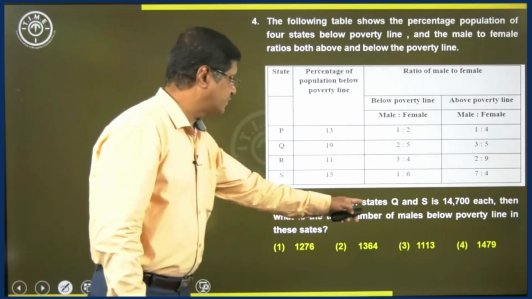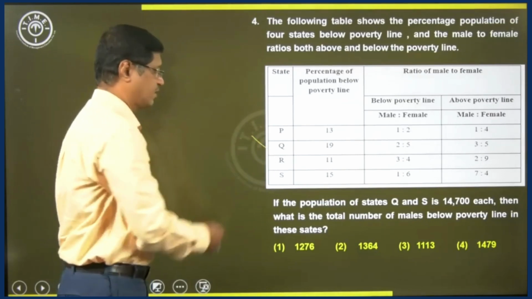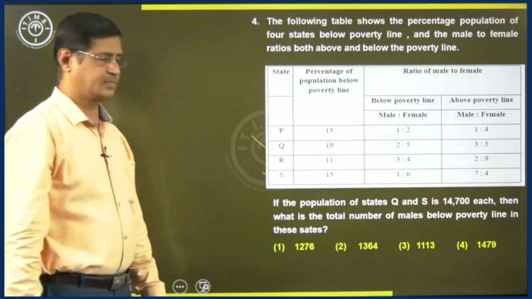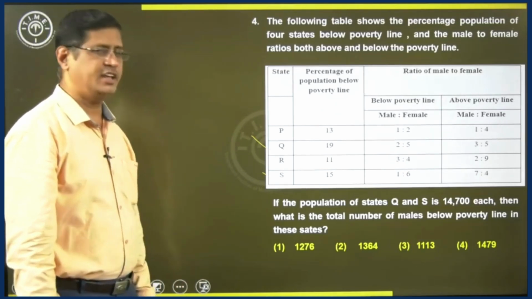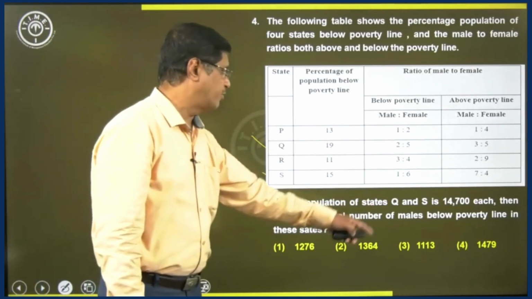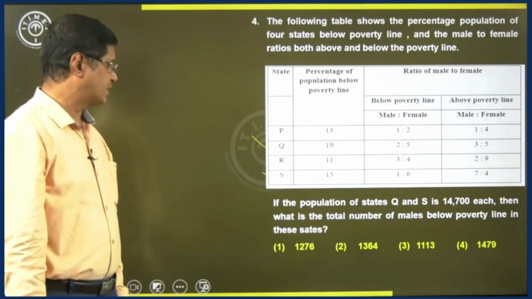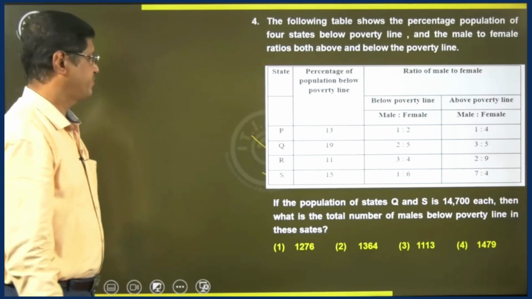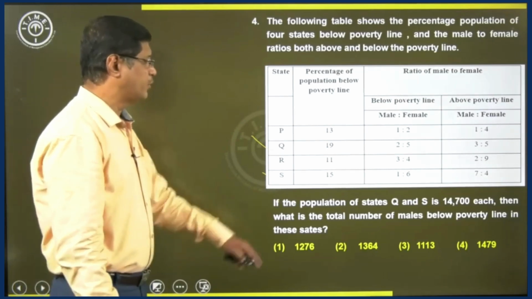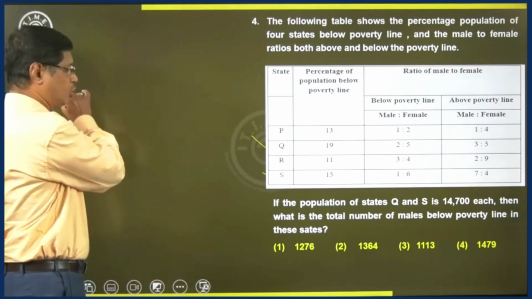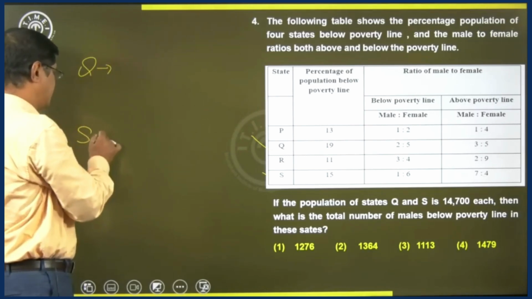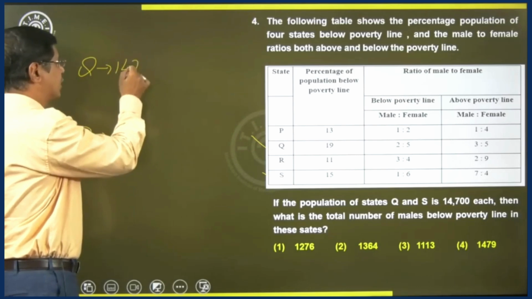If the population of the state Q and the state S is 14,700 each, then what is the total number of males below the poverty line in these 2 states? What is the population here? What is the number in Q as well as S? The population here is 14,700.